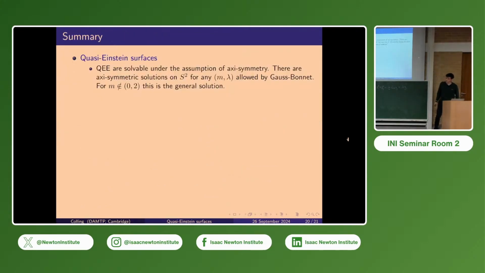So to summarize, if you assume axisymmetry, the Quasi-Einstein equations on a surface are completely solvable, and you can find solutions on the two-sphere for any values of m and lambda that are allowed by the Gauss-Bonnet theorem. And in fact, when m is not in this open interval (0, 2), this is the general non-trivial solution on a compact surface.